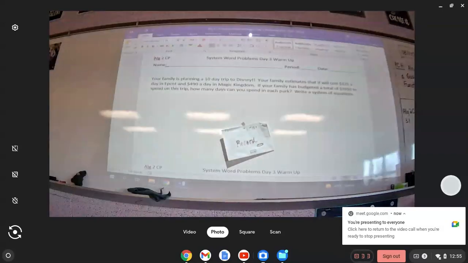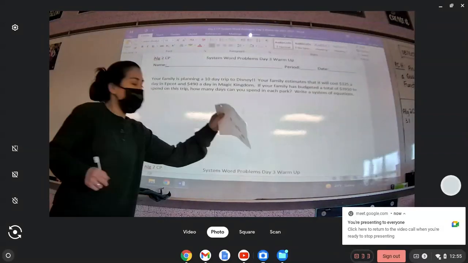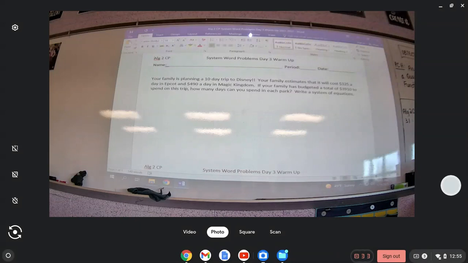All right, guys, let's go over this. Hopefully we'll be able to get our notes in. This is just like normal. All you have to do is read the problem and come up with a system of equations that would help us solve it. This one says your family is planning a 10-day trip to Disney.